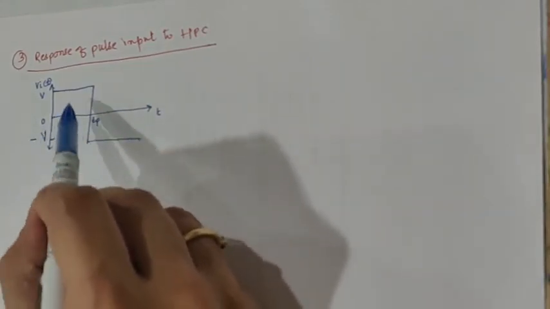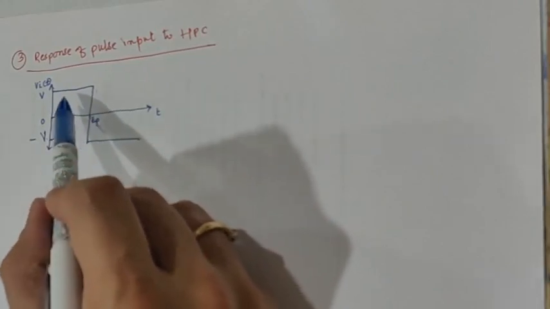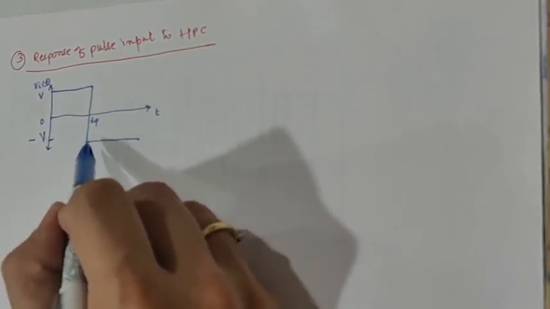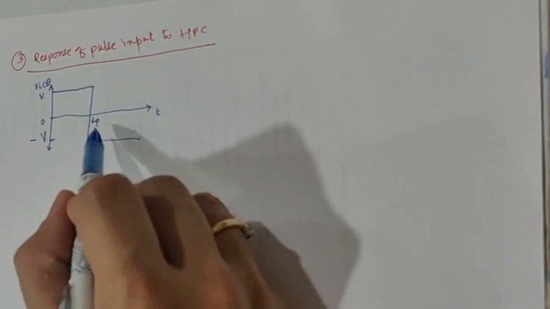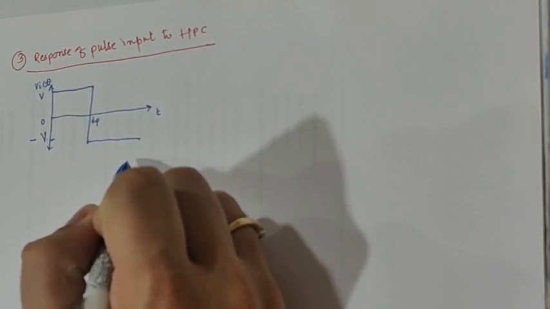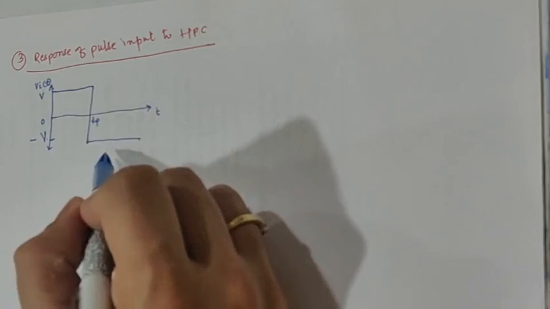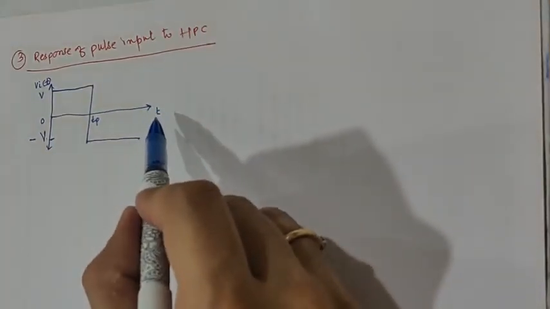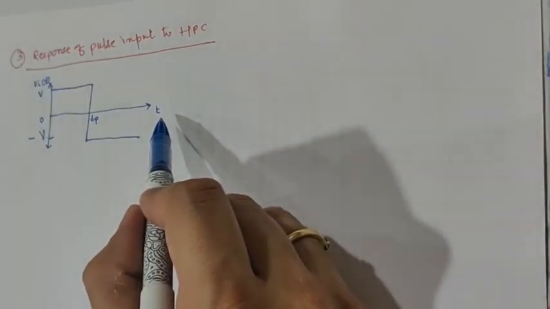So I can mark it here, let us say, minus V. It is nothing but a summation of two step inputs. The first step input is from 0 to tp, which is V, and the second step input is this, which is minus V from tp onwards. So you can think of the situation here as the summation of two step voltages, with amplitude plus V and amplitude minus V, which starts from tp as shown in this figure.